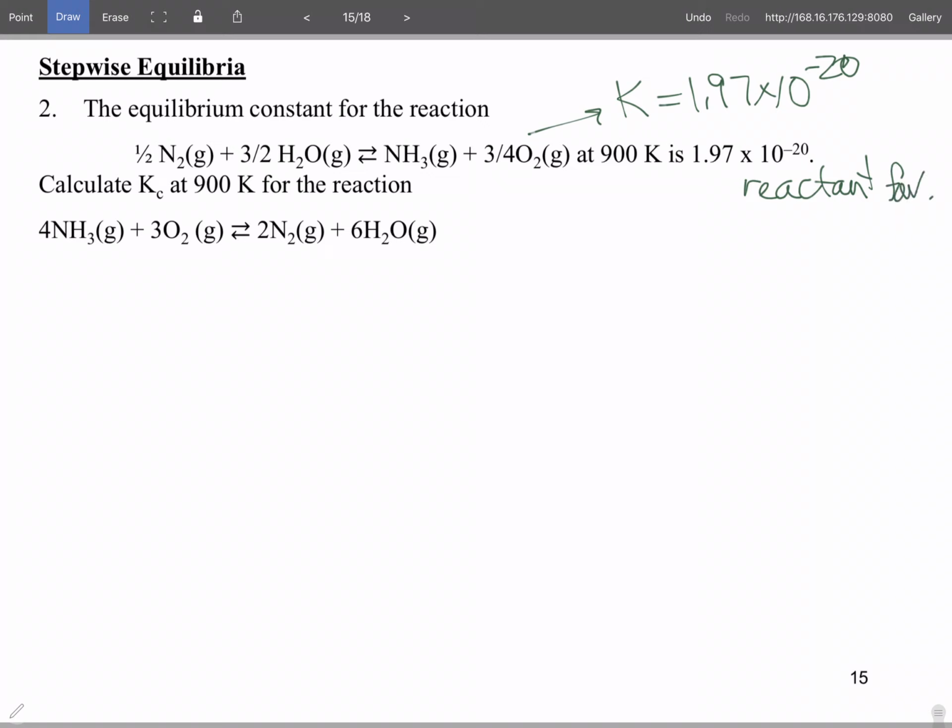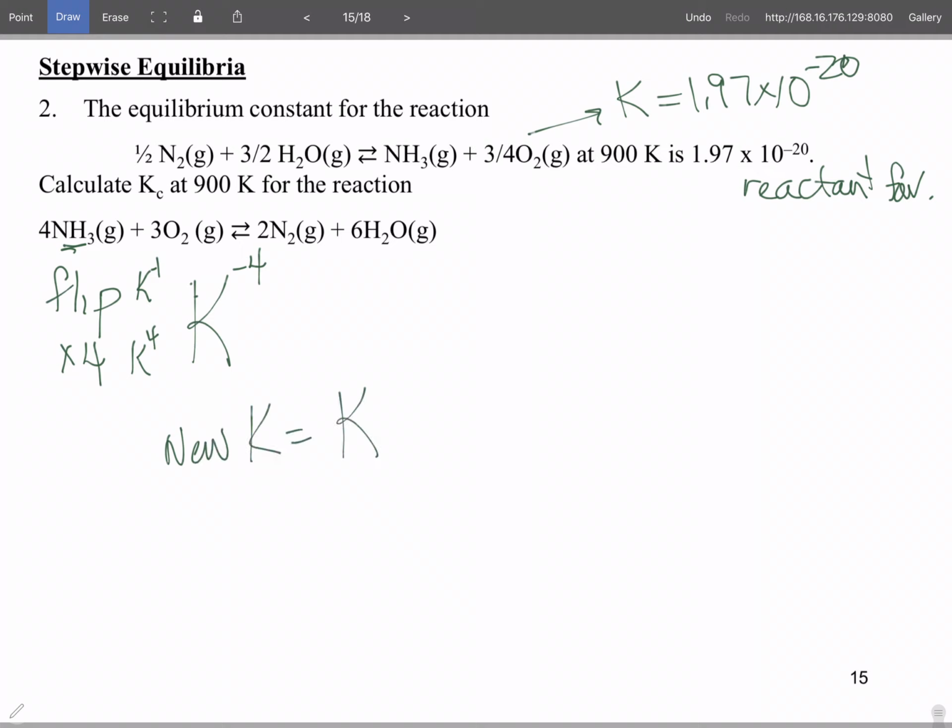What was our point? Oh, yeah, we're trying to see what we did. We're going to start with ammonia, which was in the product before, so that means we're going to flip it. All right, we have 4 ammonias. We only had 1 before. So everything has been multiplied by 4. That means your K is going to be to the minus 4, because flipping it is to the minus 1, and times 4 is to the 4th. So our new K is going to be K to the minus 4th, which is equal to 1.97 times 10 to the minus 20th.